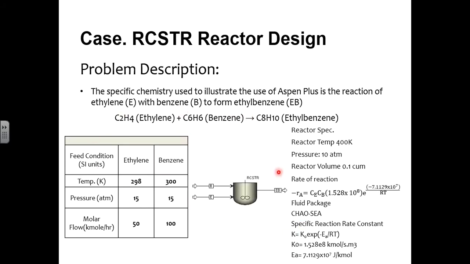So this is the same window which we have studied in the batch reactor, but let's take an overview of it. Ethylene 298 Kelvin, 15 atm, 50 kmol per hour. Benzene 300 Kelvin, 15 atm, 100 kmol per hour. In the reactor specification, we have been given the temperature of 400 Kelvin, the pressure of 10 atm, and here we have been specified the reactor volume, which is 0.1 cubic meter. It is cubic meter, and this is the same kinetic equation, same property package, Chao-Seader. k is equal to k0 exponential of minus Ea over RT. The k0 value is 1.528 multiplied by 10 raised to power 8, and the activation energy is 7.1129 multiplied by 10 raised to power 7 joule per kmol.